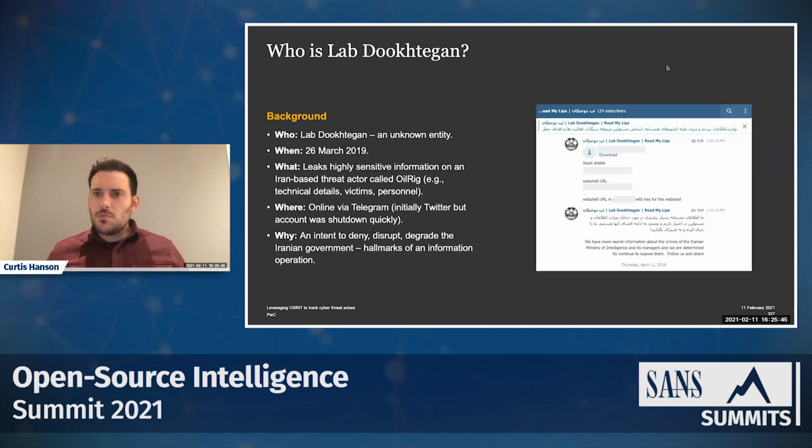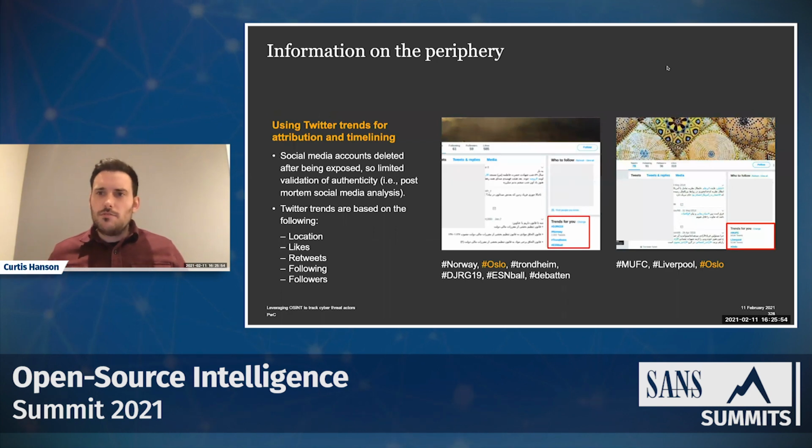So I use this as inspiration to basically go back through the data, go back through the Telegram channel, everything they had leaked, and actually look at, say, information on the periphery, stuff we often overlook or take for granted. And in this case, it was social media profiles and Twitter trends. Now, I mentioned Lab Detectin basically exposed the personnel or operators behind oil rig. And in exposing them, they released their social media profiles.